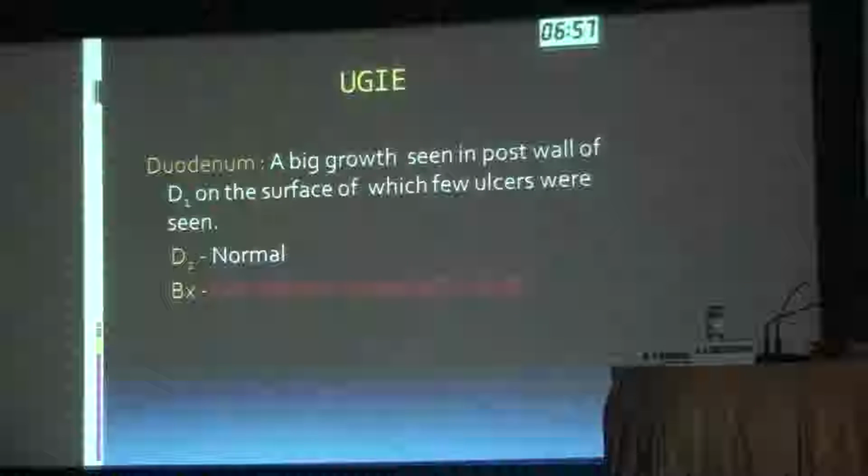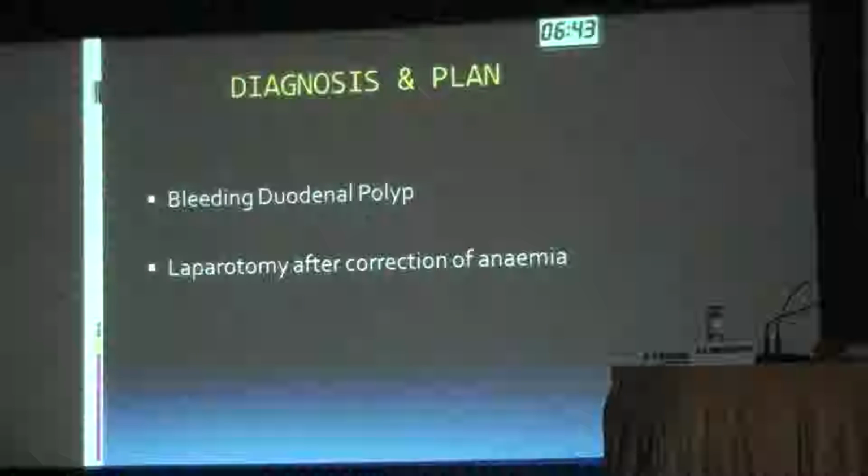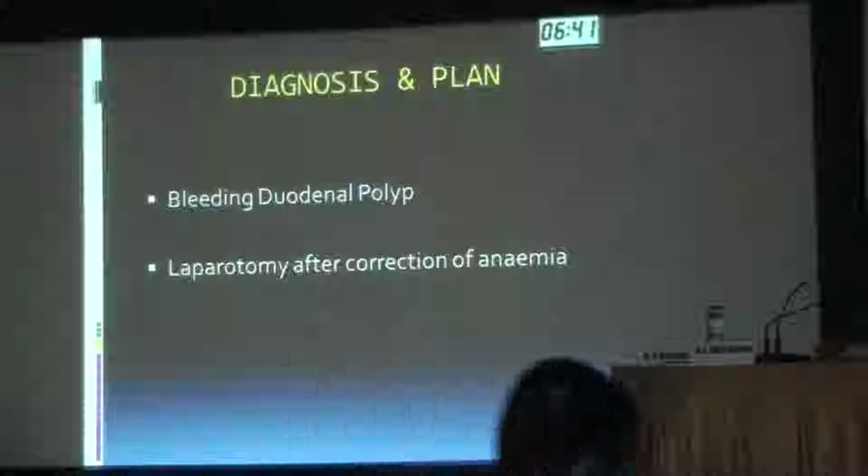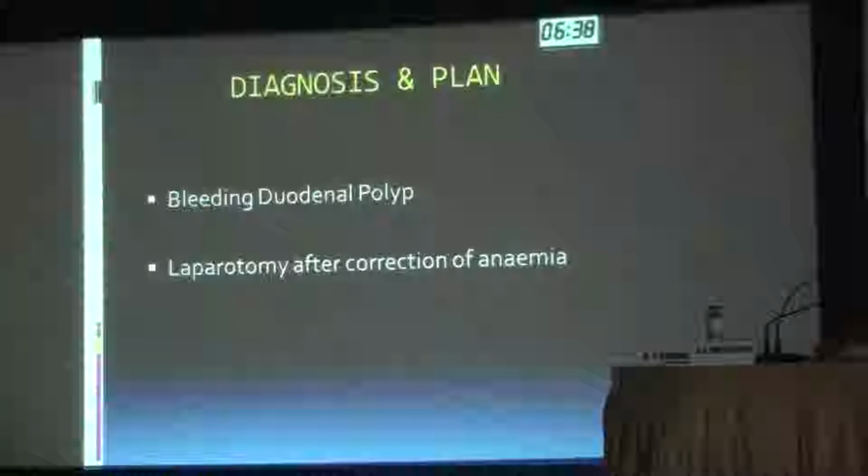On upper GI endoscopy, there is a big growth seen in the posterior wall of D1, on the surface of which few ulcers were seen. D2 was normal. Biopsy was taken that revealed a non-specific hyperplastic polyp. So, this is a bleeding duodenal polyp. So, we consider laparotomy after correction of anemia.